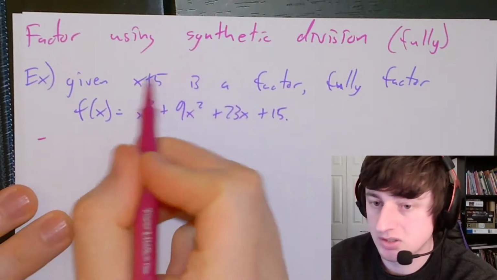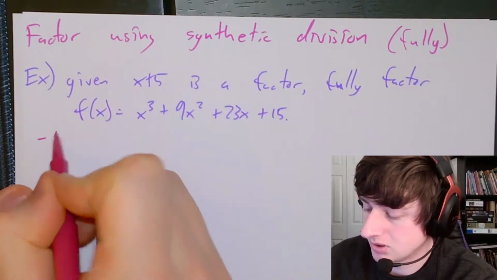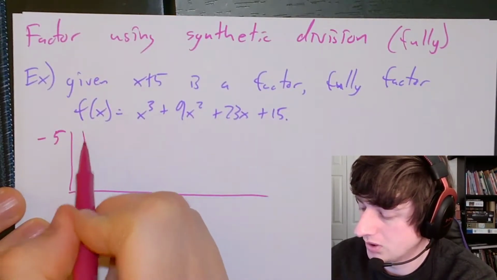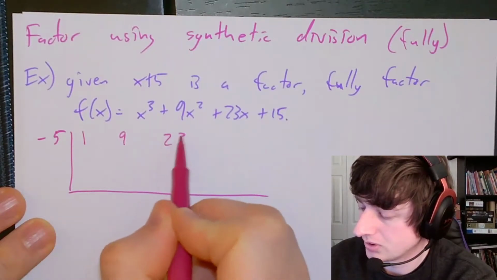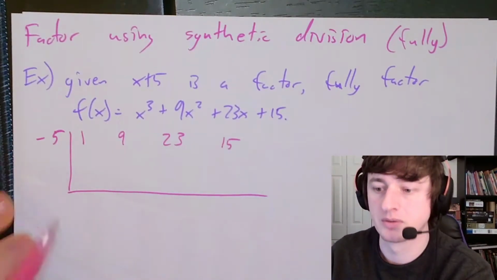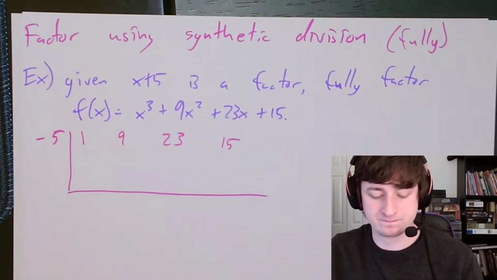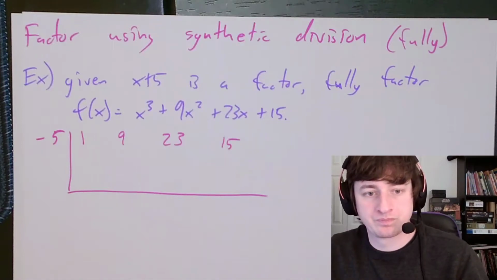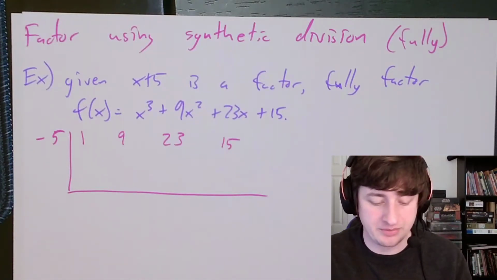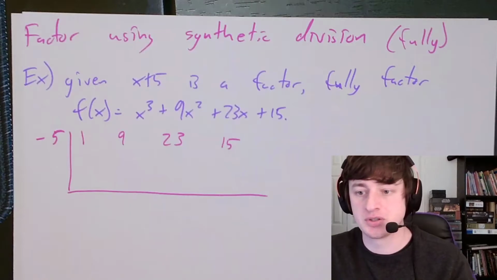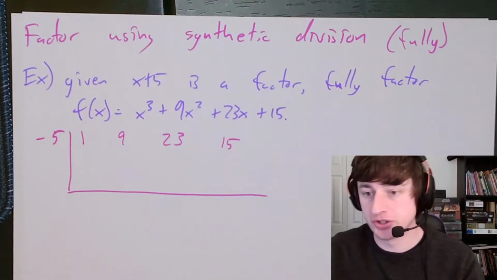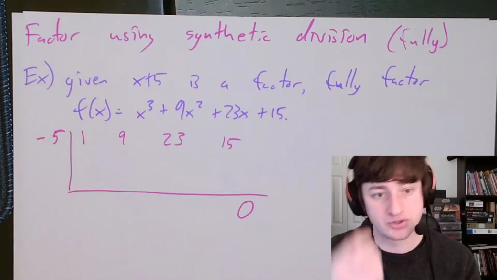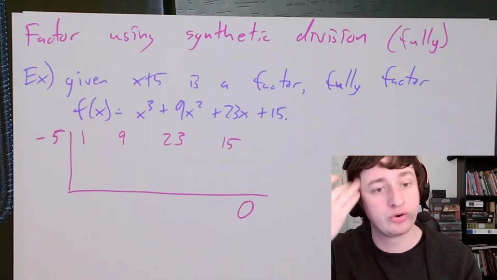So we're going to set up our synthetic division, use the opposite thing here, -5. And then we use the coefficients from the problem. So 1, 9, 23, and 15. And then we're just going to add down and multiply to find our next addition until we're at the very end. And we should get 0 at the end. They already told us that it was a factor, so there should be no remainder left over.